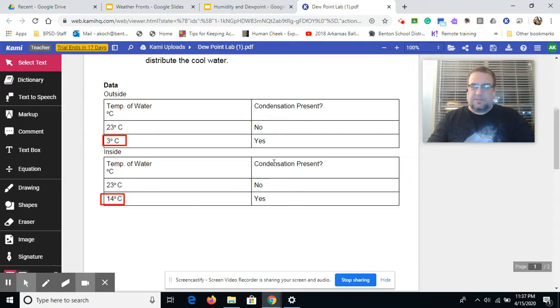All right, this is our data from yesterday. I've highlighted the most important part. Where our temperature started really doesn't matter. That's just to make sure that we are having our constants and our control and the same amount of water as well. What we were looking for is what temperature did the condensation show up? Remember, outside 3 degrees Celsius, inside 14 degrees Celsius. And just to give you a reference point, room temperature is like 23 to 24, 25 degrees Celsius typically. For us, that'd be in the high 60s, low 70s in Fahrenheit.